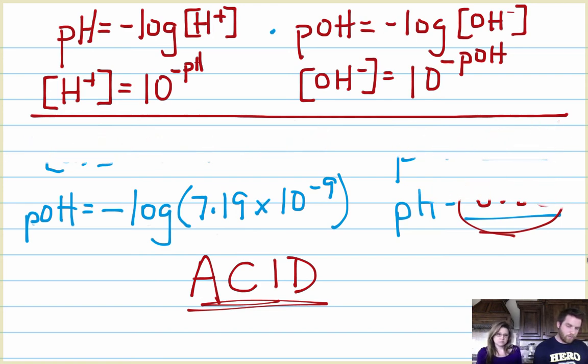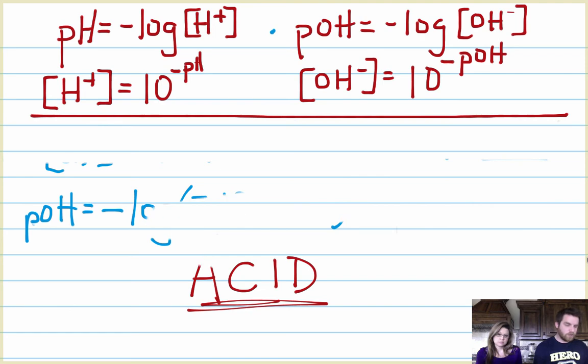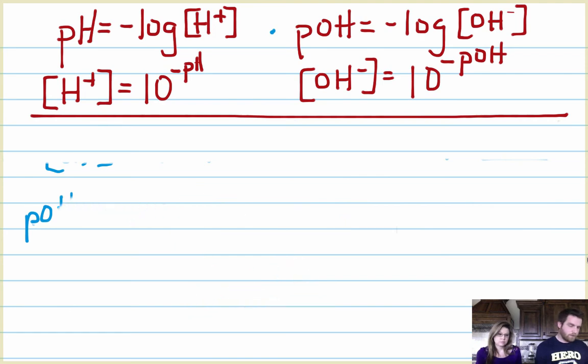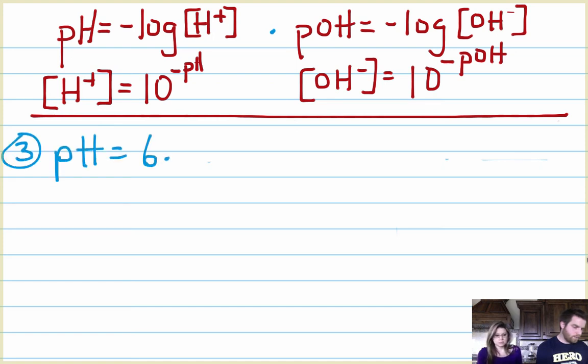All right, now let's look at a couple of different ones where we are given the pH or the pOH, and we have to find the concentration of one of the ions. So number 3, what are we going to start with this time? Let's start with a pH of 6.49. So it's an acid.